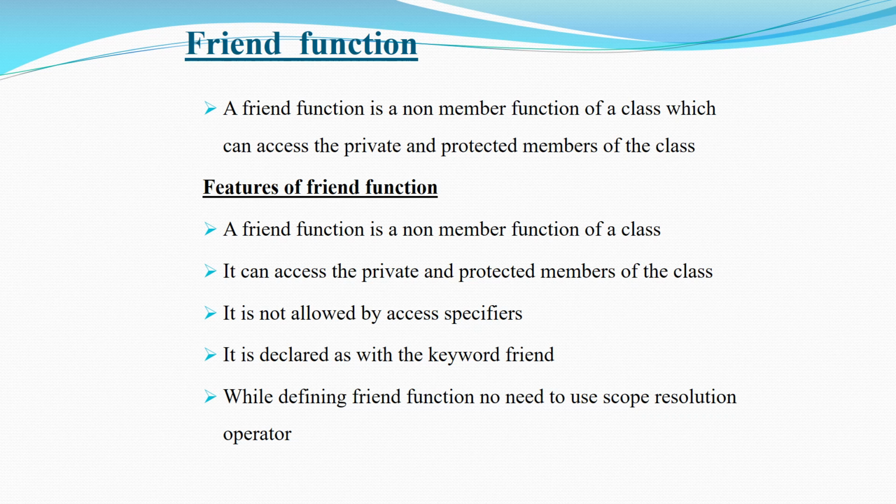After seeing a small description of a friend function, we'll see the definition of a friend function. The major thing is that a friend function is a non-member function. A friend function is a non-member function of a class which can access the private and protected members of a class from one function to another function. This is the major reason why we use friend functions.